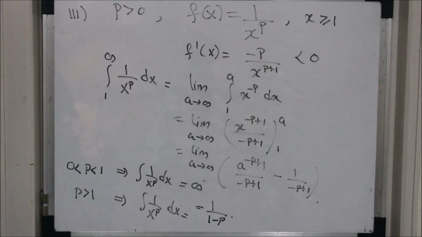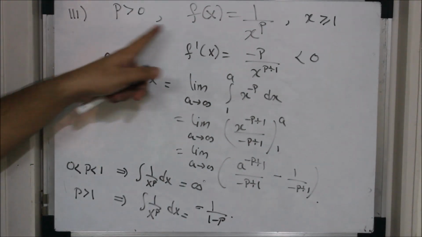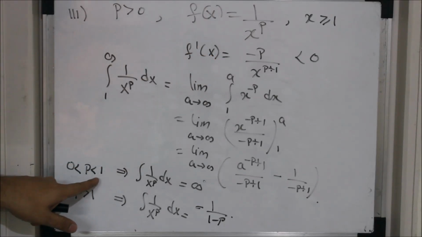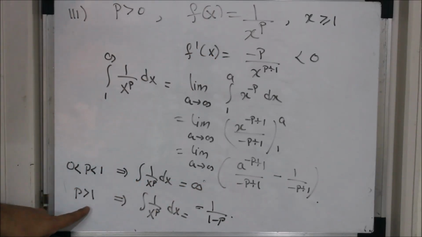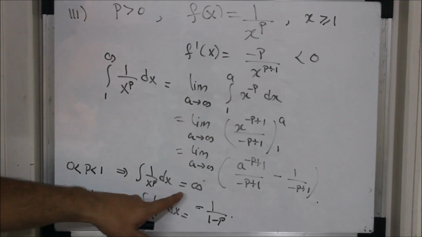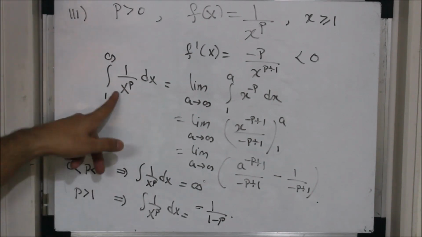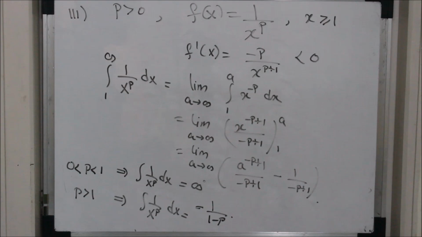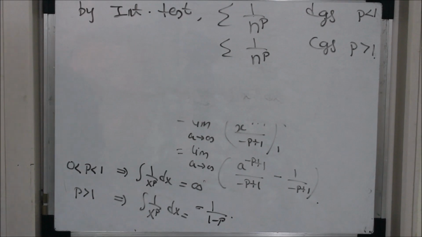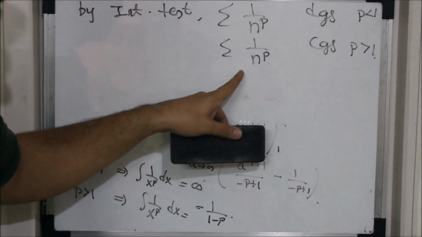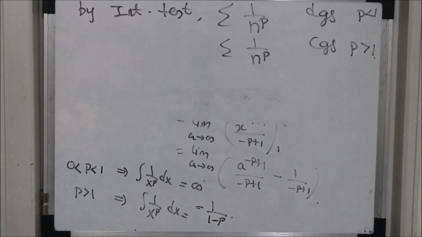So for p less than or equal to 0, we showed it is divergent. For p greater than 0, we take this as a function and solve the integral. Here also there are two cases, if p is less than 1 and if p is greater than 1. If p is less than 1, then it diverges, therefore by the integral test, your series also diverges. For p greater than 1, the integral converges, and therefore by the integral test, your series also converges. So by the integral test, summation 1 upon n raised to p diverges for p less than 1 and converges for p greater than 1. And when p is equal to 1, I need to solve that case separately.